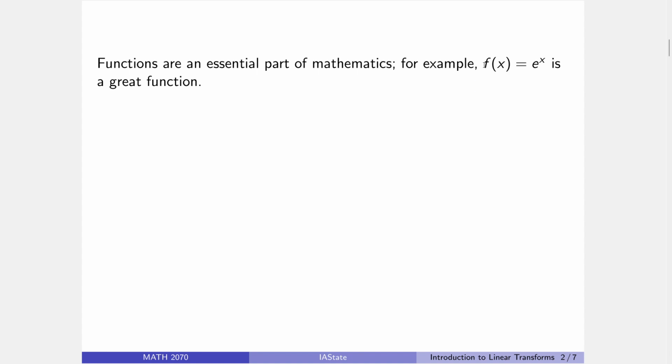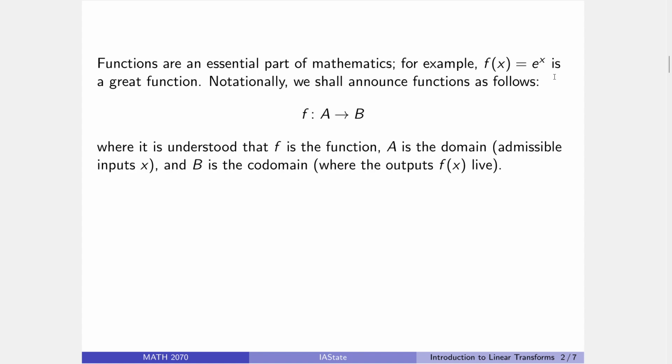And note the general format here. I'm using the symbol f to denote the function, and the function's property is you give me an input, and I put it up in the exponent with the natural base down here. Notationally, the way functions will be announced in this course will be as follows. Pretty standard notation, where f denotes the symbol I'll use for the function, A will denote the set of admissible inputs x, and B will denote the codomain, which is where the outputs f of x live.